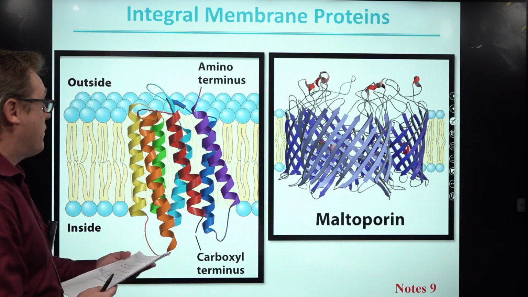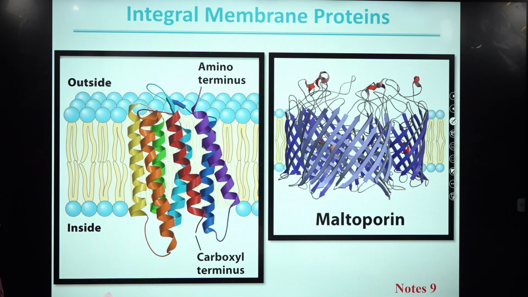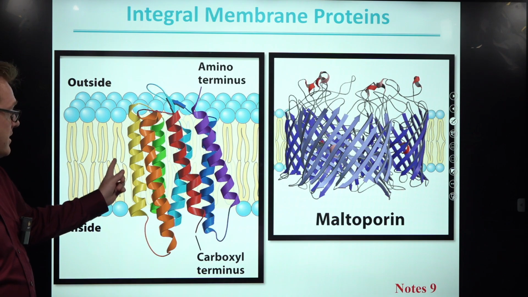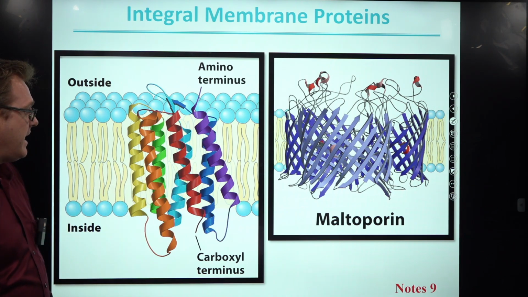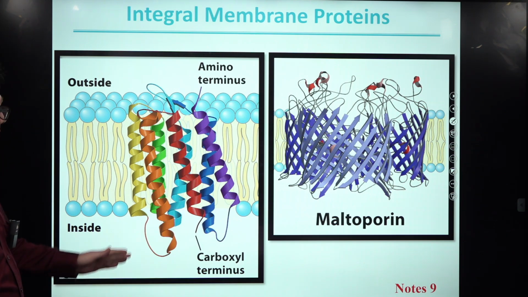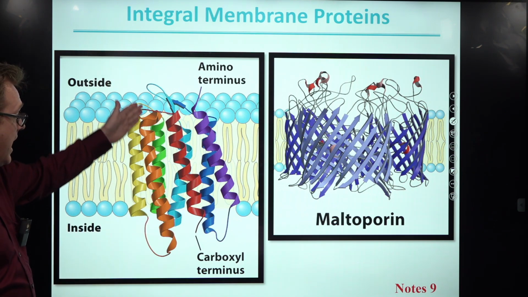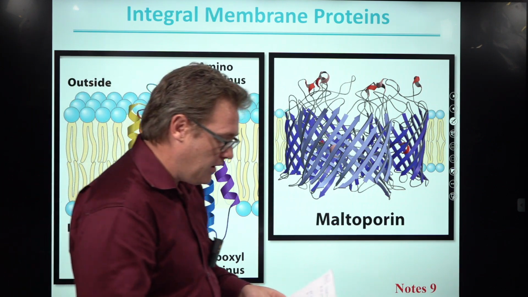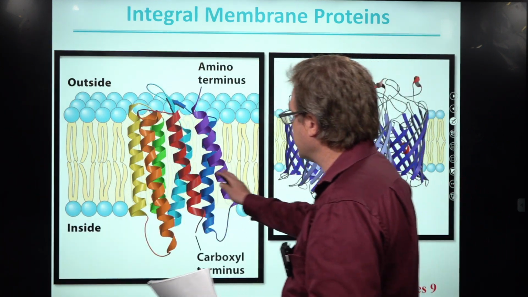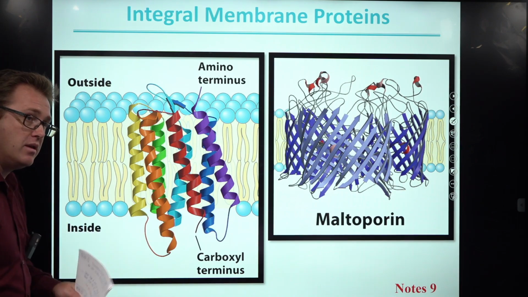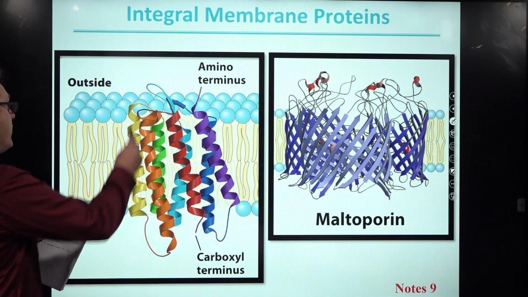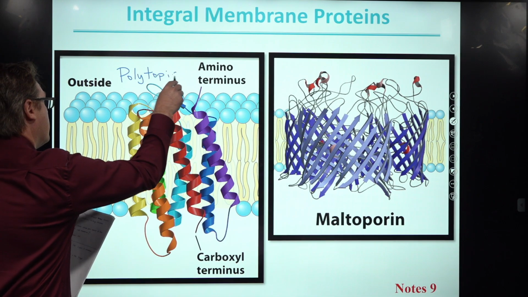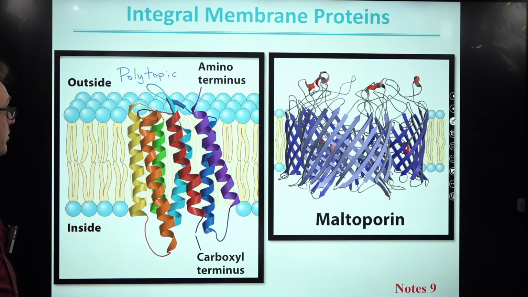So when we take a look at integral membrane proteins here, we can see this protein has what? 1, 2, 3, 4, 5, 6, 7 alpha helices right here. And it's going through the entire membrane, both leaflets right there, right? And so what type of protein could we classify that very colorful alpha helices with? That would be the polytopic. So we have the polytopic integral protein right there.